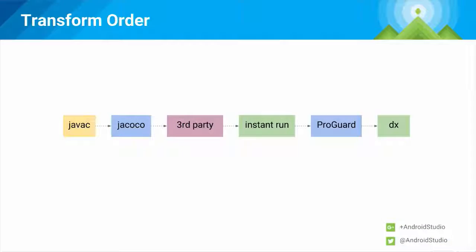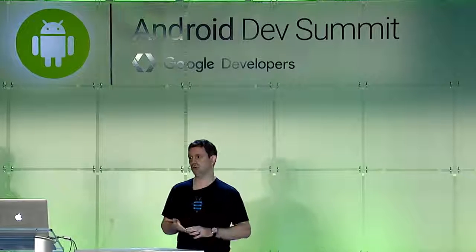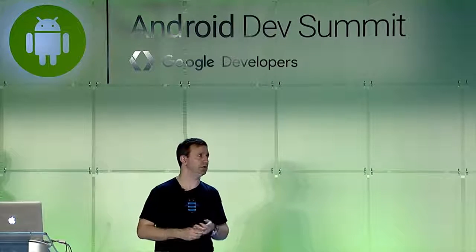So in terms of order, this is the order in which we will run the transforms, and there's no way right now to change that. For the third-party ones, there could be more than one, but it's really first come, first served, right? As you apply custom plugins, that will drive the order of those transforms. So we have some limitations. As I mentioned, they're global, not per variant, but we do want to fix that, hopefully for 2.0, for the final version. And you cannot change the order through the API.